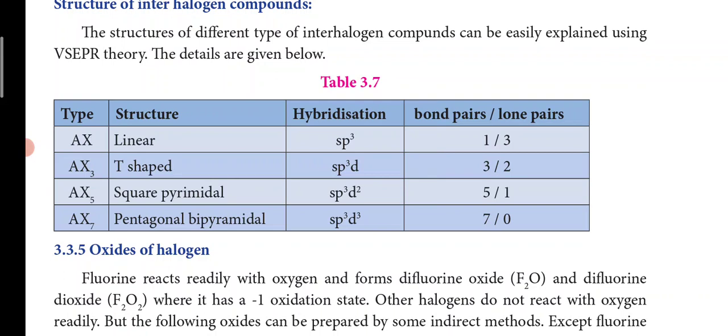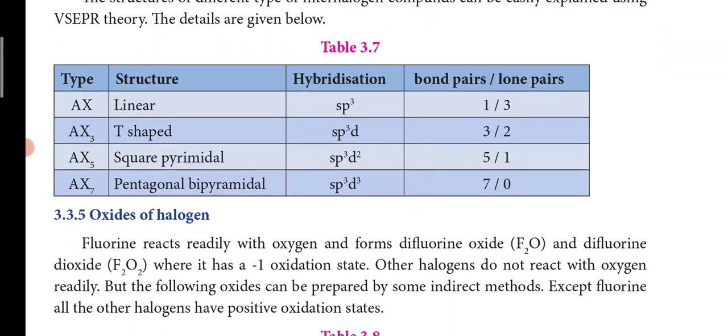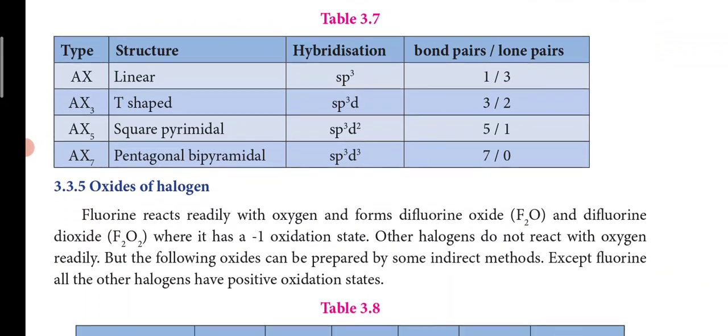If it is AX type, it will be linear, sp3 hybridized. AX3 type means it is T-shaped, sp3d hybridized. AX5 type means square pyramidal, sp3d2. Their lone pairs and bond pairs are also given. AX7 is pentagonal bipyramidal, sp3d3 hybridized. So again, important for objective questions.